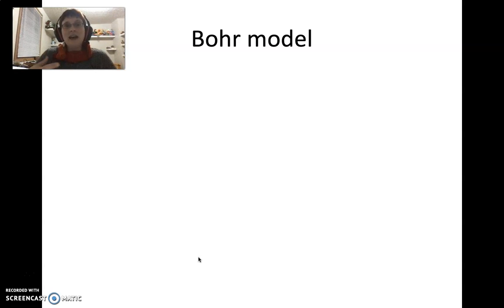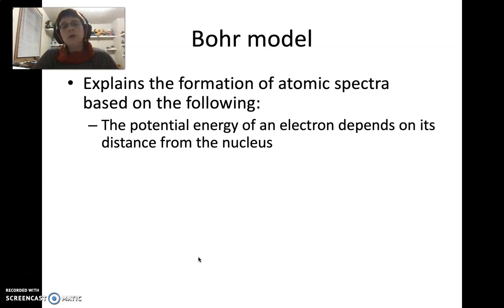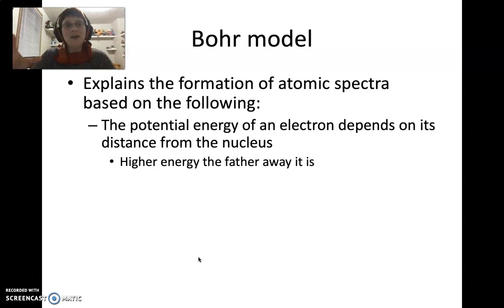Bohr is a scientist. I know, right? Again, another model or equation named after a scientist. His model explains why these atomic spectra form. Why are we getting these bands for each element? First, we're dealing with electrons. That's what it comes down to. The potential energy of any electron depends on its distance from the nucleus. The farther away it is from the nucleus, the higher energy it's going to have.